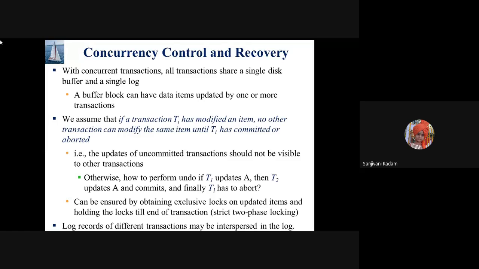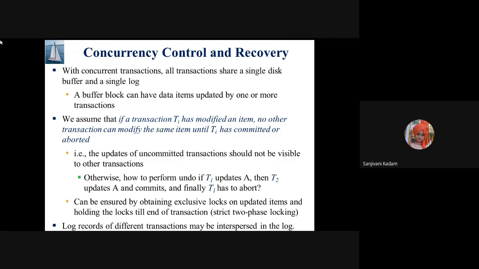So if Ti has committed, then other transactions can use that data item. But if Ti is aborted, then other transactions will receive the old copy of that data item. Whatever changes were done by Ti will not be available to the other transactions as Ti is aborted. But if Ti is neither committed nor aborted, in that case that data item is not made available. That is, updates of uncommitted transactions should not be visible to other transactions. Otherwise, we have to go for cascading rollbacks.